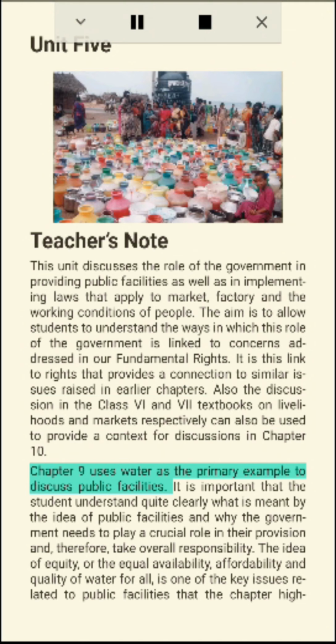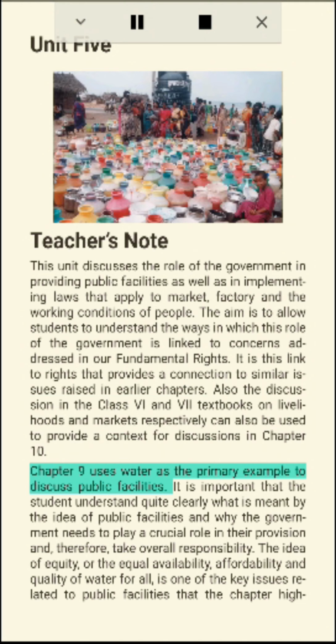The idea of equity, or the equal availability, affordability and quality of water for all, is one of the key issues related to public facilities that the chapter highlights. In the classroom discussion, it is crucial to separate the discussion on the importance of the government's role in providing public facilities from their current unequal provision. This means that the fact that persons currently get different amounts of water should not be viewed as a reason for the government not being able to provide public facilities.